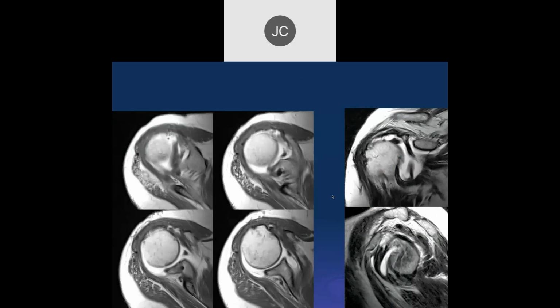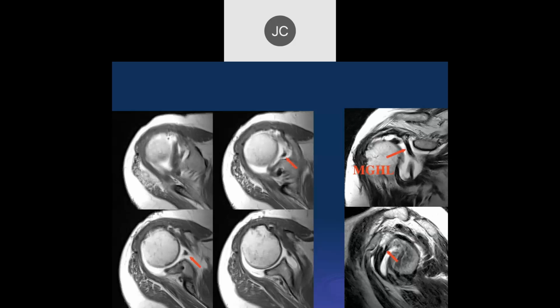Here are a bunch of images on the same patient. Here we can see the biceps tendon come over to the biceps anchor, superior glenohumeral ligament coming out here. If I go a little before that, we see a structure here.